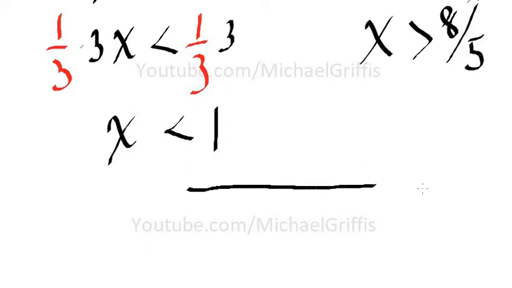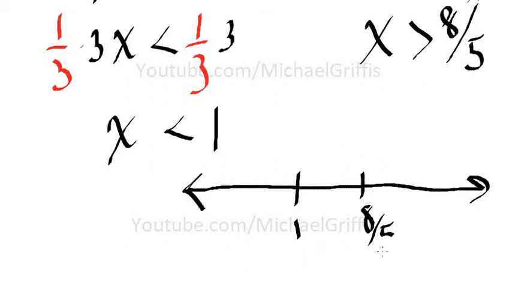Alright, so let's draw a number line. We've already gone through the motions on how you do it, but now we're in the real world. Let's plot 8/5 and 1. So 8/5, what is that in decimal? That's 1 point something. This is 1, and we know that 8/5 is greater than 1, so we'll put 8/5 here.